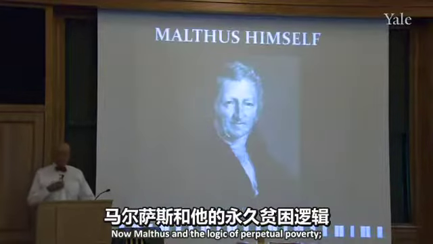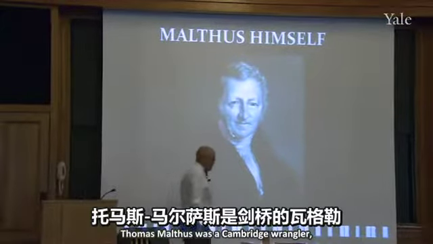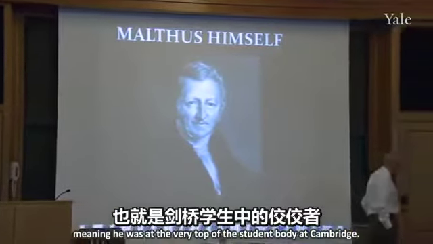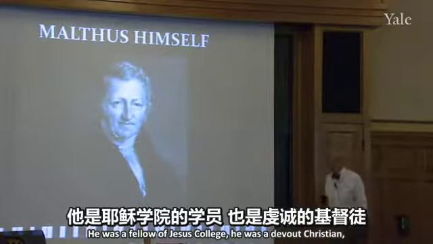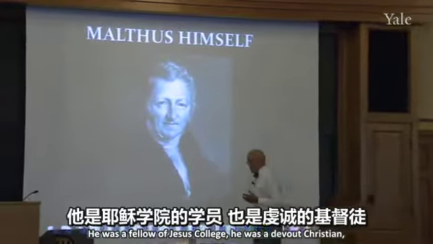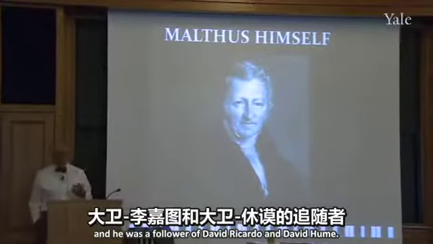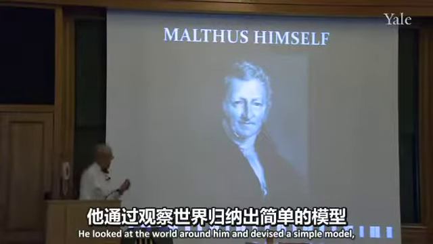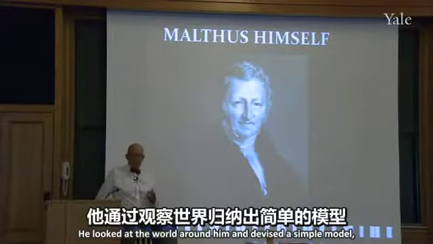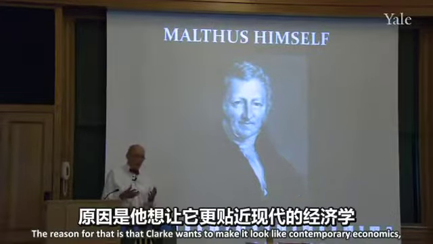Okay, now Malthus and the logic of perpetual poverty. Thomas Malthus was a Cambridge Wrangler, meaning he was at the very top of the student body at Cambridge. He was a fellow of Jesus College. He was a devout Christian, and he was a follower of David Ricardo and David Hume. He was an empiricist. He looked at the world around him and devised a simple model. And Clark makes it a good bit more complicated than Malthus does. And the reason for that is that Clark wants to make it look like contemporary economics.